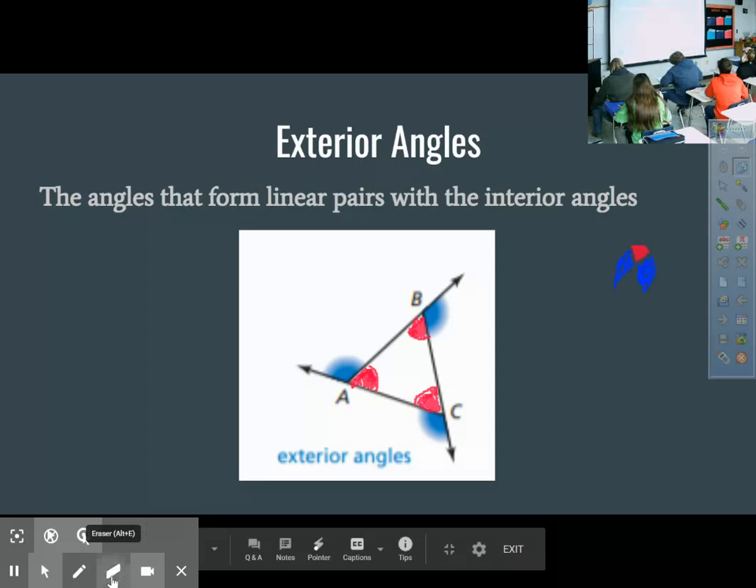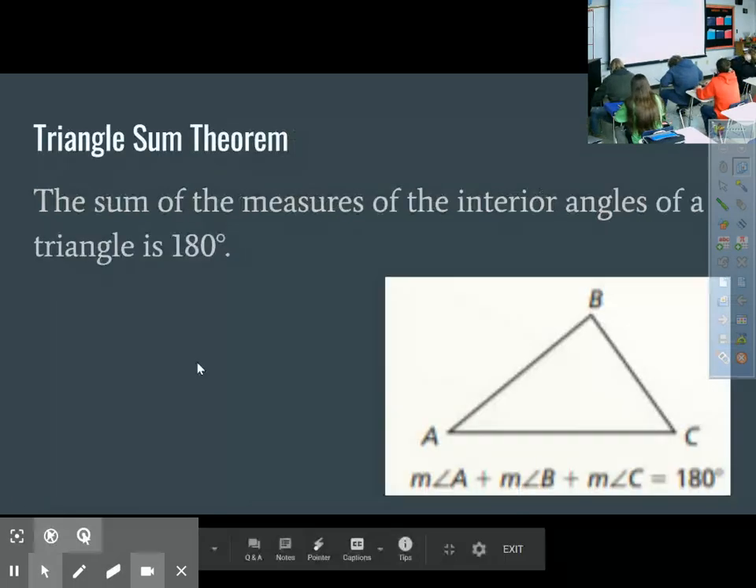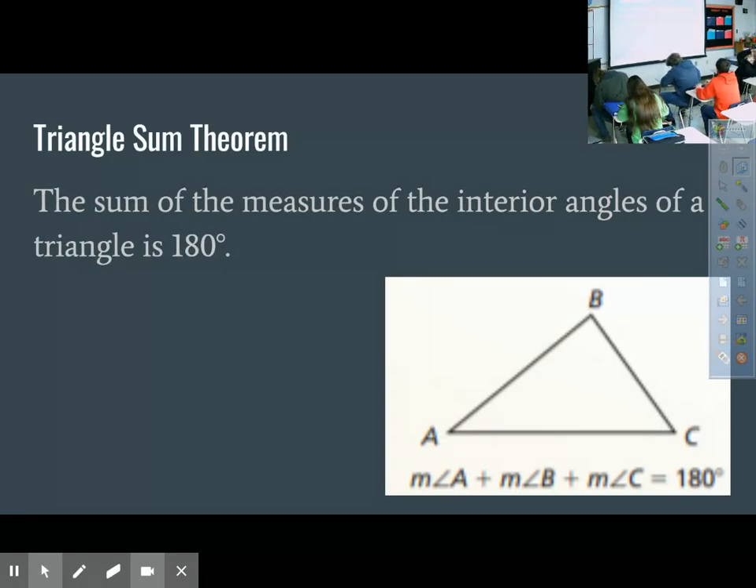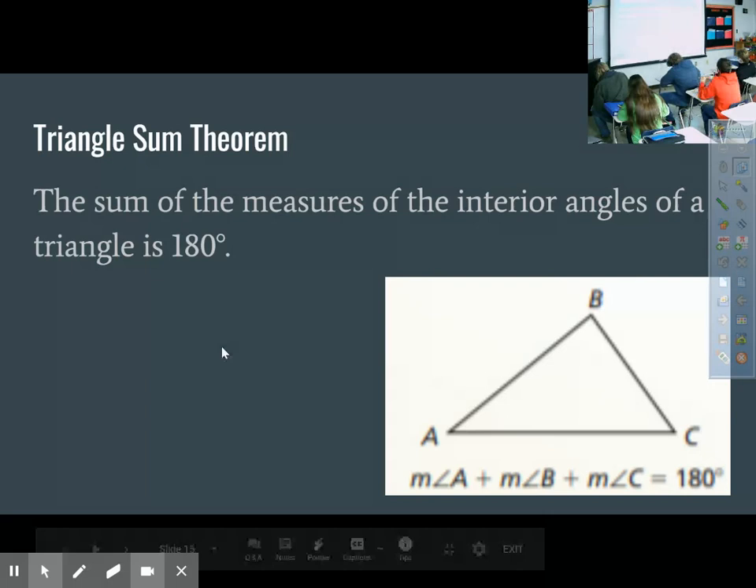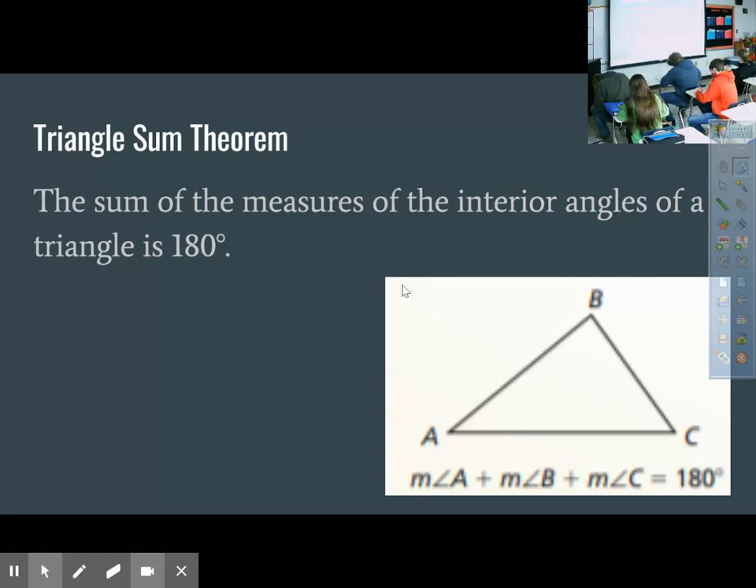Okay, so now that we talked about interior and exterior angles, here's your triangle sum theorem. You need to write what it says down on the left first. So what the triangle sum theorem says is the sum, which means to add, of the measures of the interior angles of a triangle is 180 degrees. Okay, so write this definition for triangle sum theorem: the sum of the measures of the interior angles of a triangle is 180 degrees.